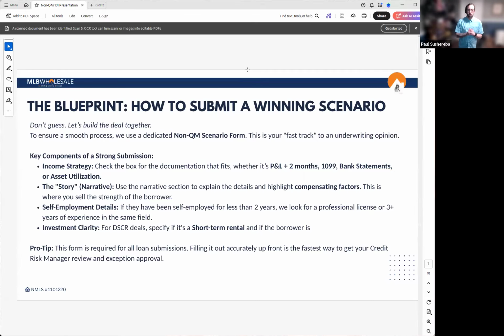The blueprint, kind of how to start a winning scenario. Don't guess, right? We understand that mortgages, non-QM mortgages are about 10% of the market, right? You probably haven't done 100 of these scenarios in the last couple of years. You're going to need some help. Get us involved early. Let us help you figure out the right income strategy, how to tell that narrative, document that self-employed income, and provide clarity upfront at pre-approval.